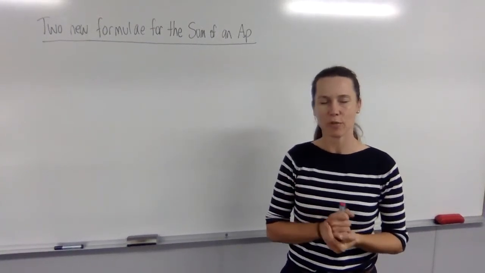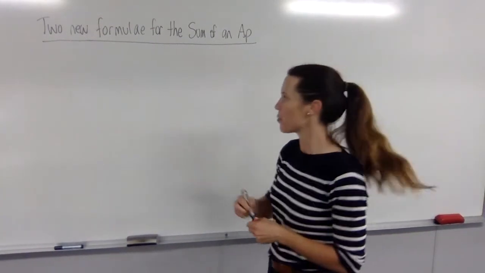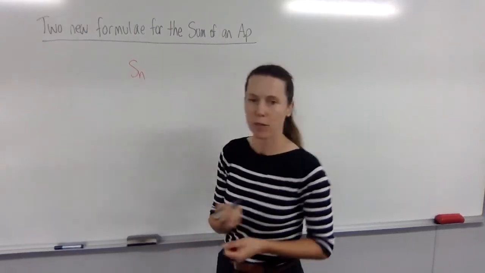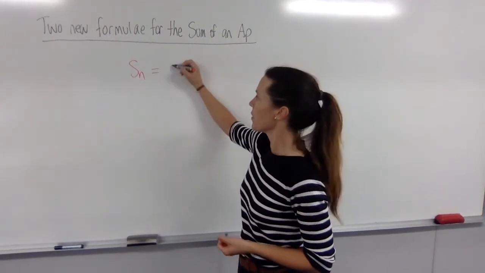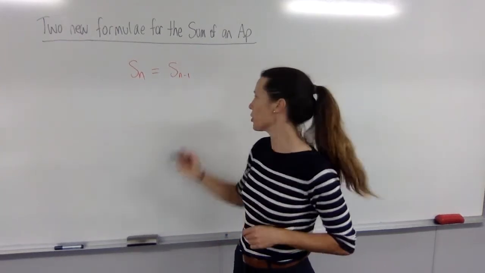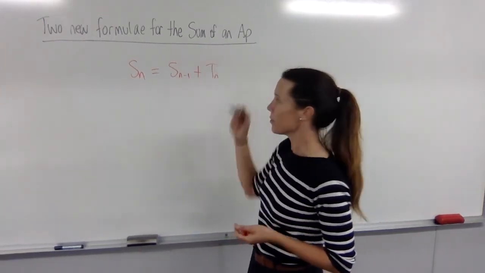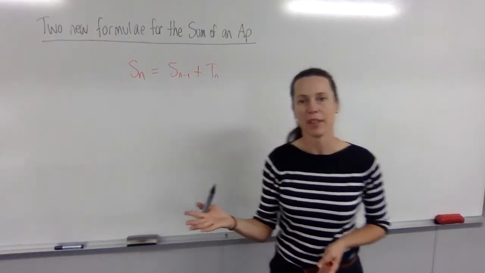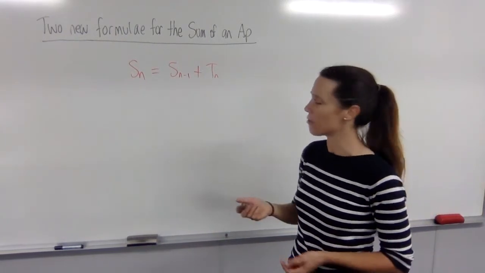Now we've already looked at a formula that can help us find the sum of an AP. In the last lesson we said that if you want to add up all of the terms, then if you know what nearly all of the terms, all but the last one, add up to, and then you add the last one on, you can find the sum of all of them. And that made a lot of logical sense, and we've used this in a variety of ways.